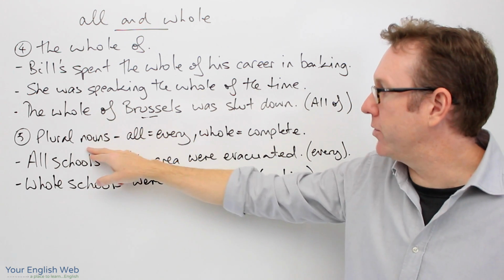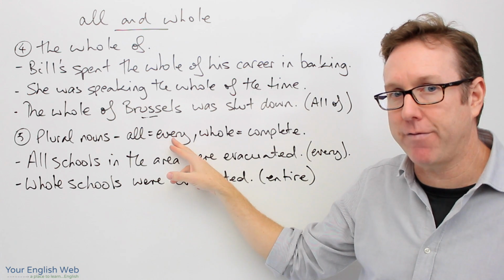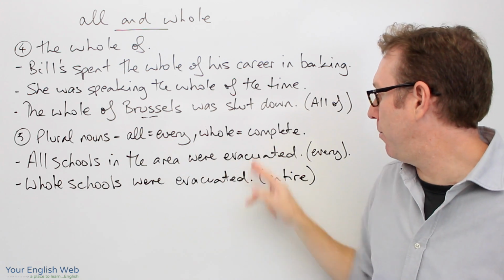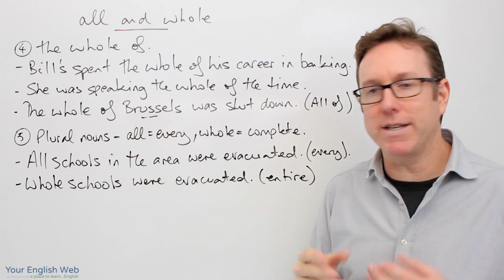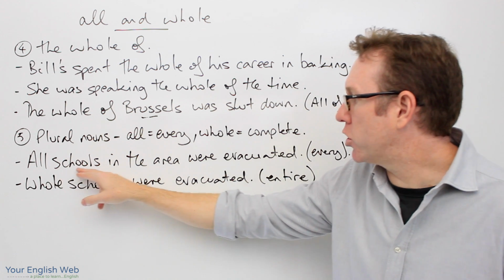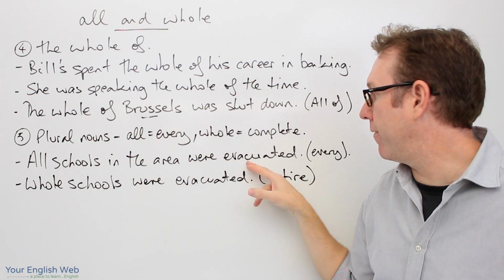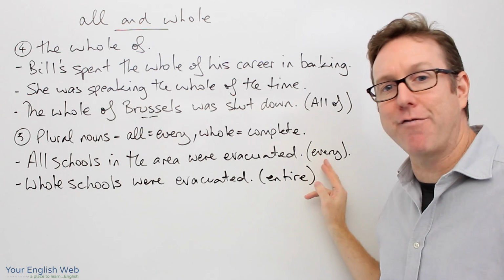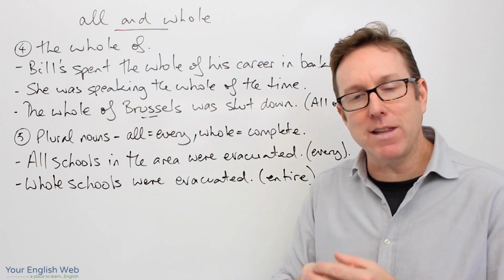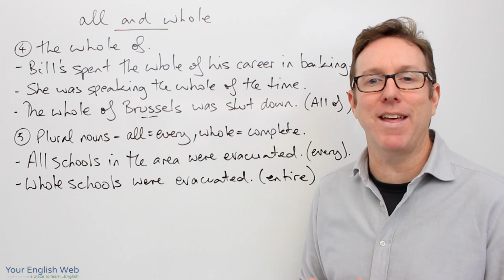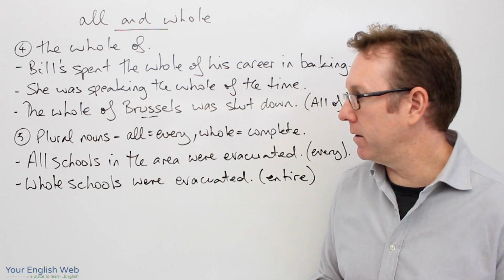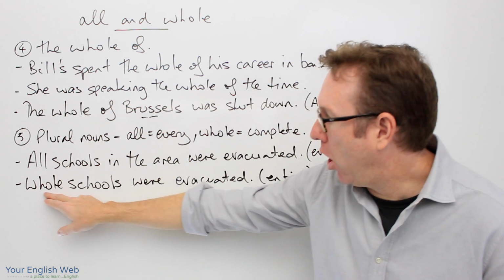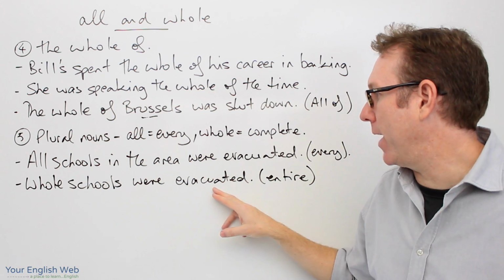Now the last example with plural nouns, this is different, okay? So with plural nouns, all means every, and whole means complete or entire. Look at the difference. All schools in the area were evacuated. All schools, every school. So I get the impression that every school in that area was evacuated. But here, whole schools were evacuated.